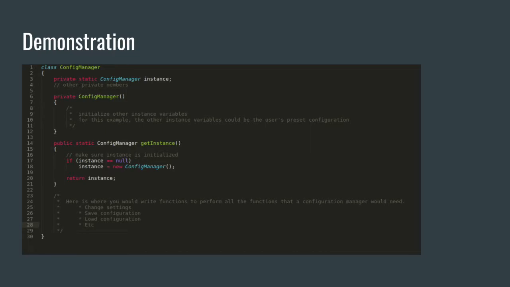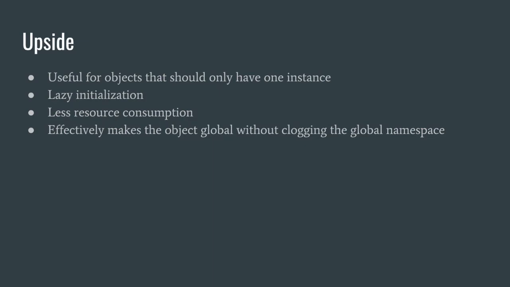So the two key things that we can see on this slide are, as I said, the static instance variable and the static method that returns the instance. It's very important for it to be static so that the one instance does not change when it's accessed multiple times.